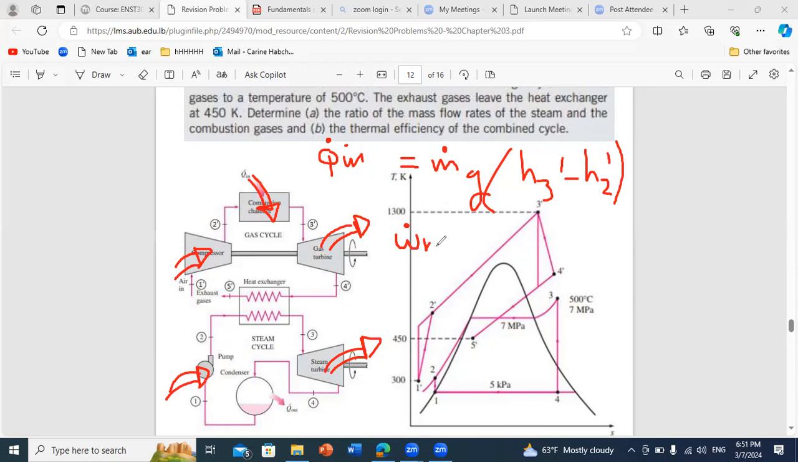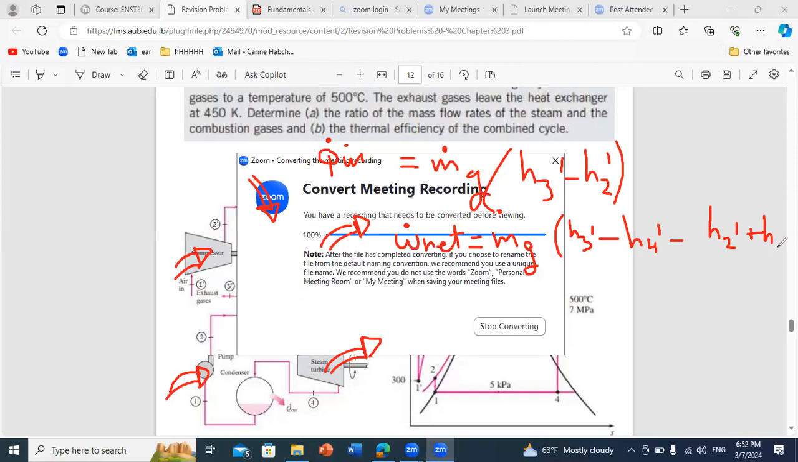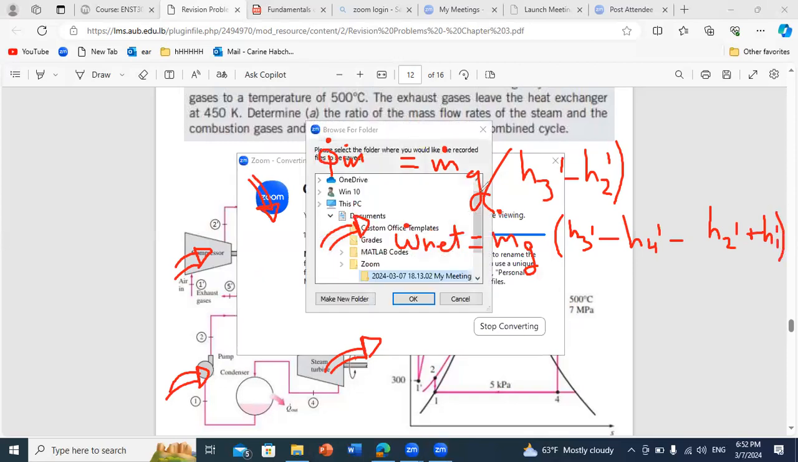W dot net total is equal, first, from the gas cycle, you have m dot gas times, for the turbine, as we said, H3 prime minus H4 prime, and we subtract the compressor, so minus H2 prime, minus minus, so plus H1 prime. So this is the net work that we get from the first cycle.